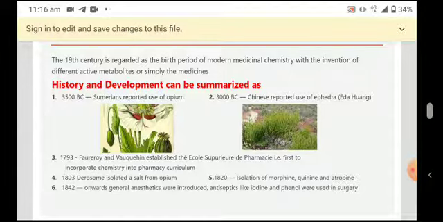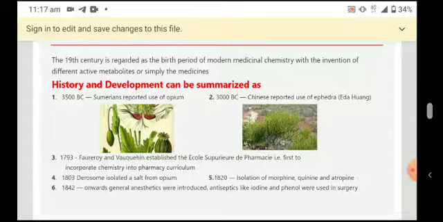So, we can summarize the history in the following few important points. There is a list of points, but I will discuss the important ones with you. The first: in 3500 BC, before Christ, the Sumerians reported the use of opium. As I show the image of opium, its use is reported in the year 3500 BC. Again, in 3000 BC, the Chinese reported the use of ephedra. Ephedra is a medicinal plant.